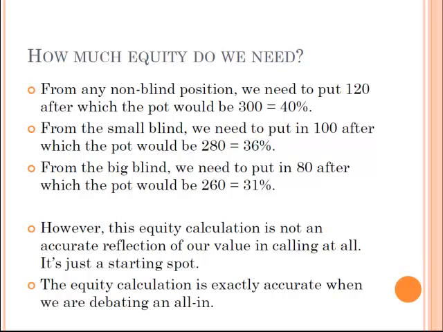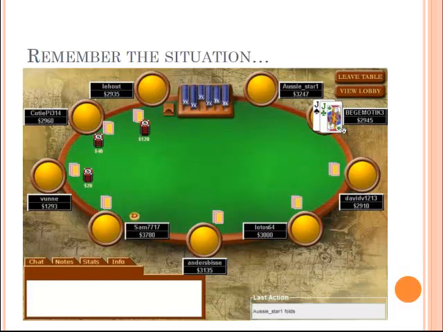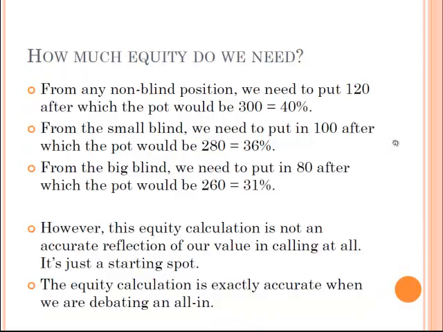So let's first figure out our odds for calling. To call, we've got to put in $120, right? And after we call, the pot's going to be 120 plus 120 plus 60, so it's going to be 300. So we need to put in 120, after which the pot would be 300. So the equity we need is 120 divided by 300, which is 40%, right?